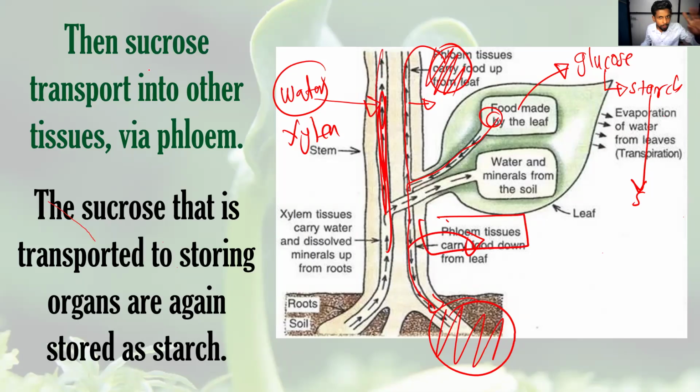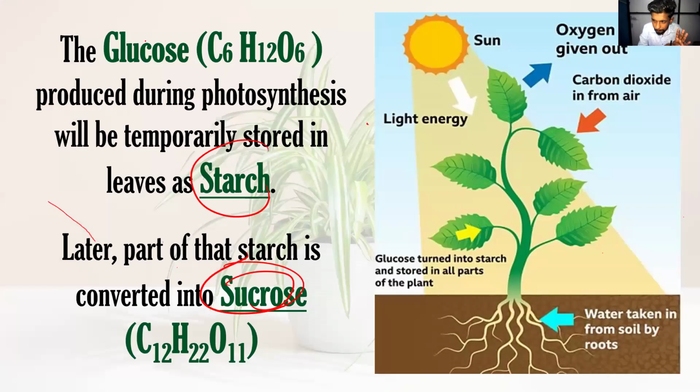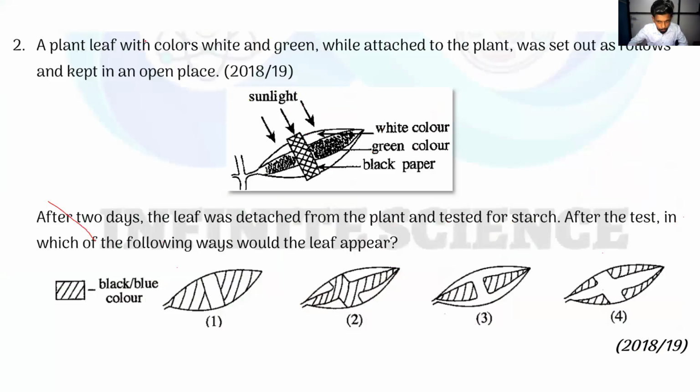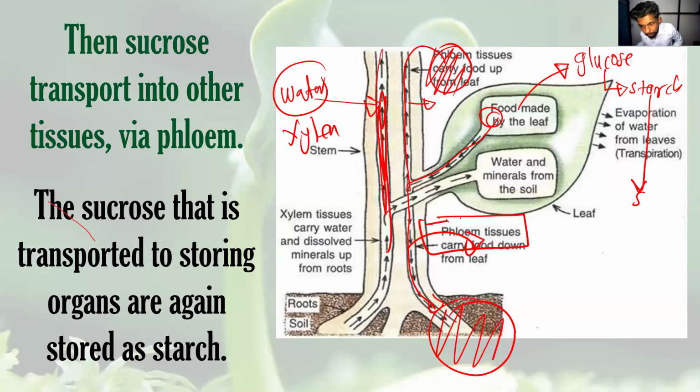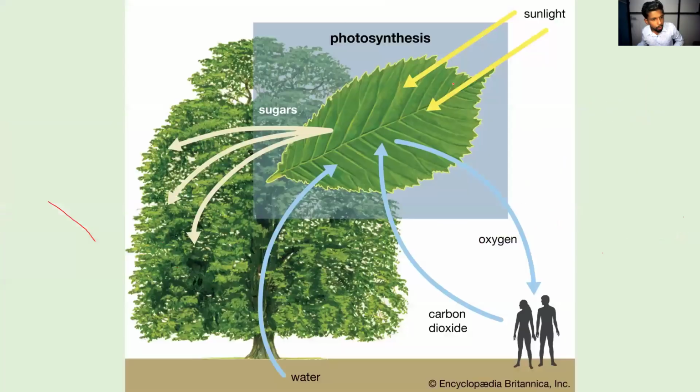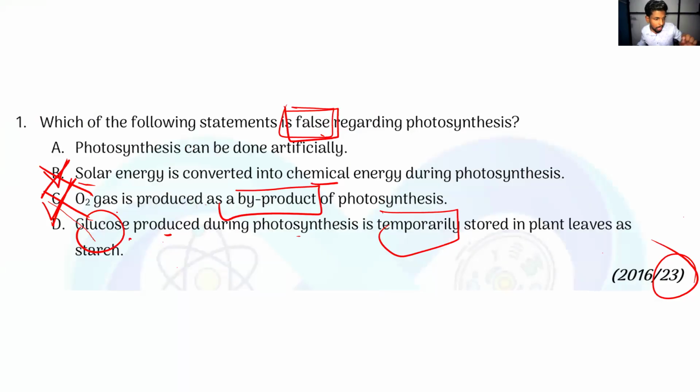Phloem. So here, we'll look at the transformation, right? First of all, glucose is produced and glucose is converted into starch, starch is converted into sucrose, and sucrose will be transported through the phloem. Okay, so now we'll return to the question. Glucose is produced during photosynthesis and temporarily stored in the plant as starch. So that statement is correct, and that is not the answer because they asked for the false statement. Did you get the idea?